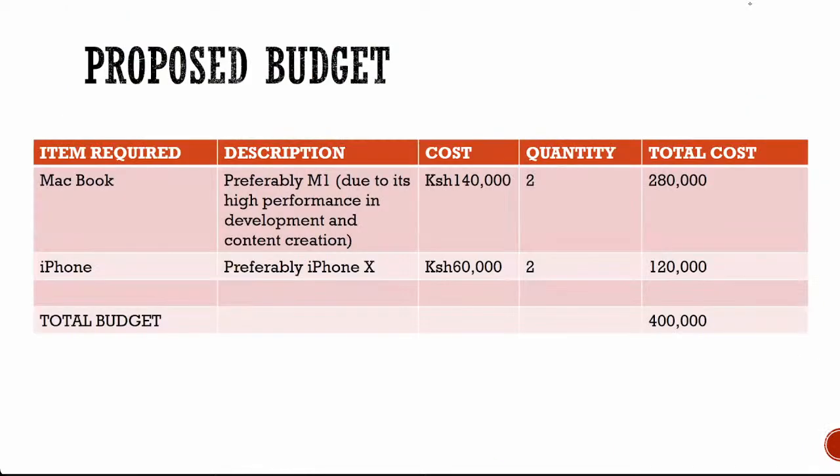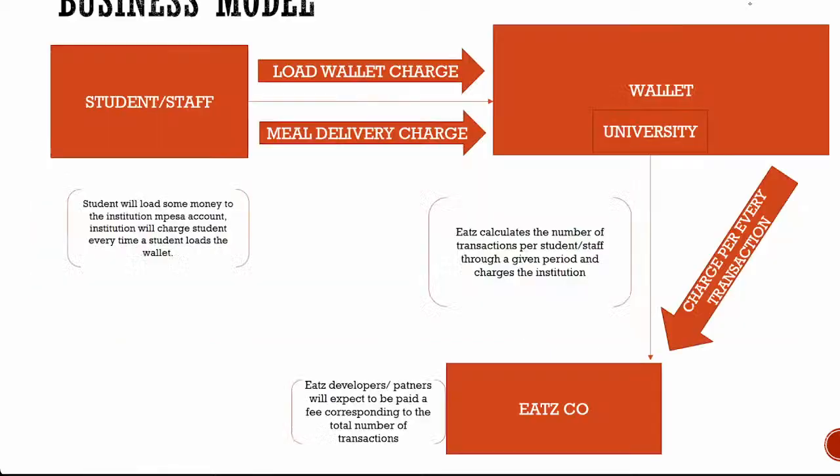This is our business model. Students will load the wallet. Unfortunately, this is not the final one, but we load the wallet. There will be a charge for that, and there will also be a charge for ordering new services. This money will go to the university. But for every transaction that the student does, we charge the institution. That will be ours. Then the institution can keep the money from loading the wallet, and the money from the delivery. They will manage the delivery. We will not manage that for them because it's their students.